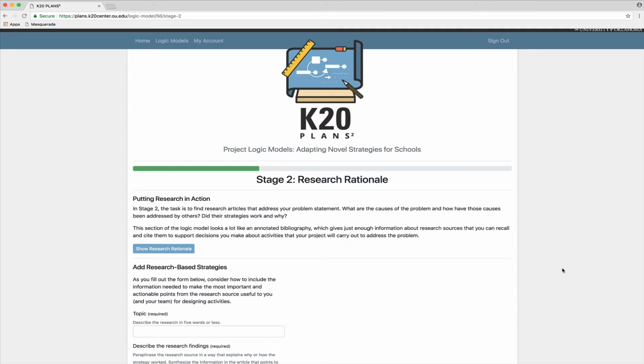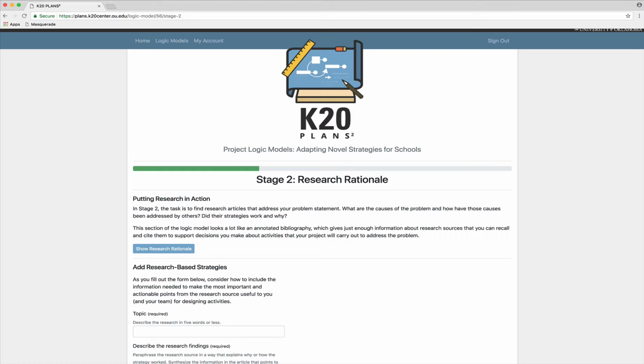The next stage of the logic model process is stage 2, research rationale. It's helpful to think of this stage as justifying how you are going to address the gap that you noticed in stage 1. We established in the data analysis part of this process that there's a gap in ACT scores for our high school, and that taking the ACT more than once shows improvement in scores. So in this stage, we will look for research that addresses this problem.